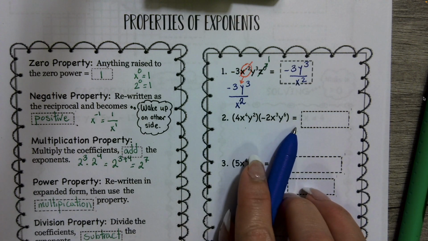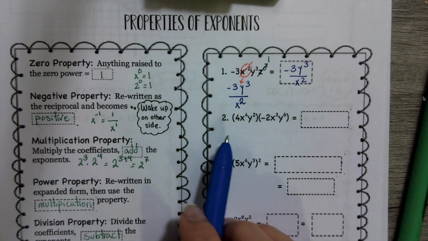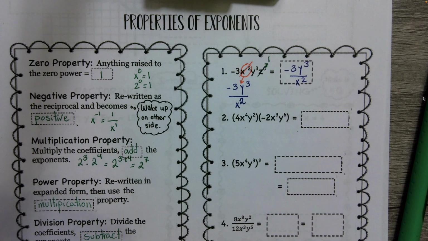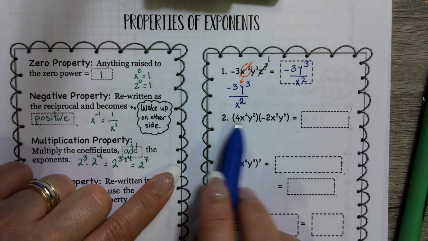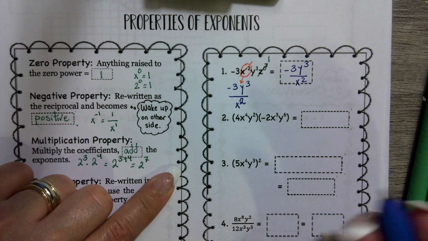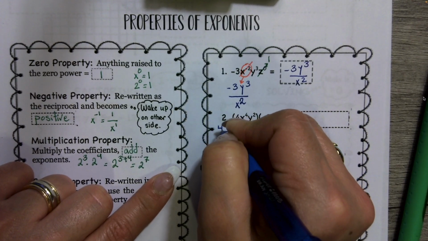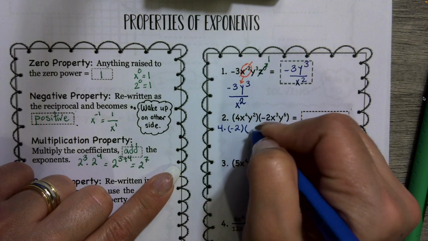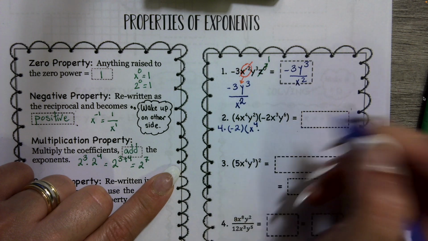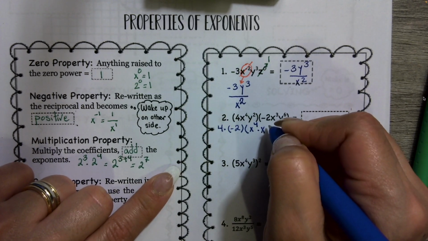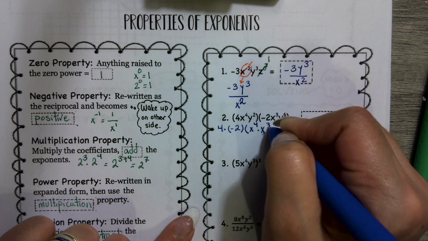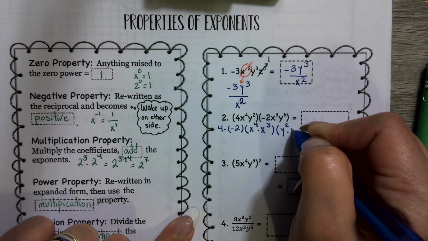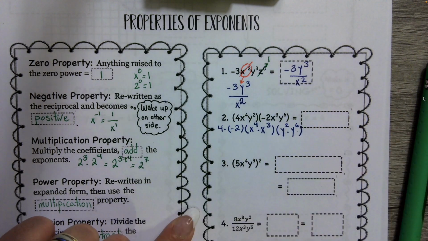Now these two. We do have a parenthesis multiply another parenthesis. So basically you can just multiply the like terms. Okay? So 4 times negative 2, x to the power of 4 times x to the power of 3, and then y to the power of 2 multiply y to the power of 6.